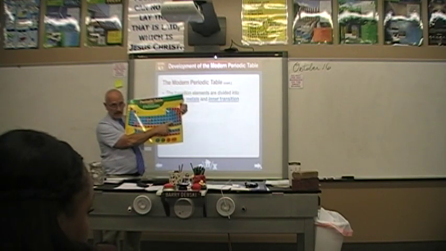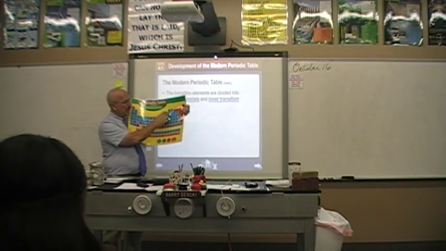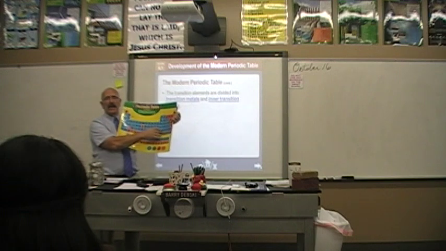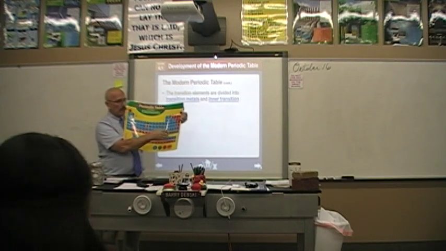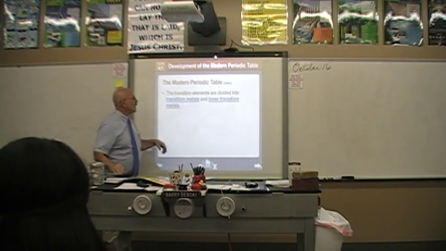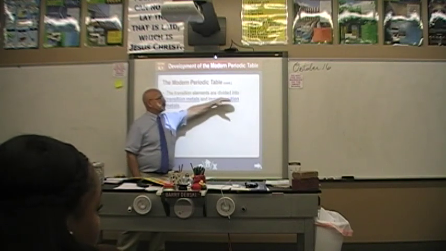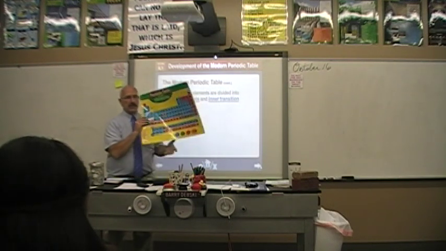Technically, bismuth is a metal as well. Okay, so we have a few metals right over here that are not in the transition metals. They're in groups 13, 14, and 15. And then we have the inner transition metals. The inner transition metals is your F block.